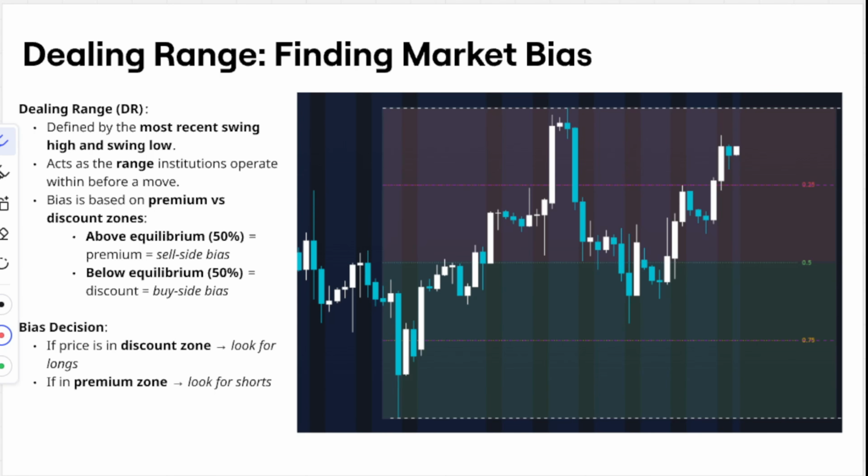So first, to cover dealing range theory, for those that don't know what dealing range theory is, in simple definition it is essentially finding the most recent significant swing high and swing low. Those are essentially the range institutions will be operating in, and based on that, you can formulate a premium zone and a discount zone. So anything in the discount zone will have a higher chance of a buy side bias, and if it's in the premium, it will be a sell side bias. So essentially, that's a short understanding of dealing range theory.